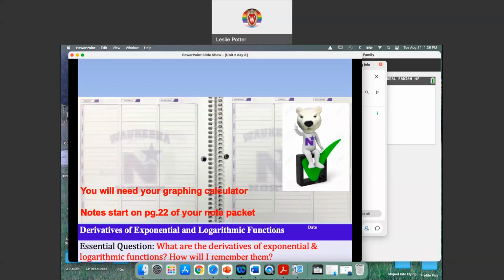So again, exponential and logarithmic functions, like trig functions, you can't use the power rule on them because they're not written as x to a power. So we need different derivative rules than for these types of functions. So our essential question is, what are the derivatives of exponential and logarithmic functions? And again, how will I remember them? Because this is a matter of remembering.